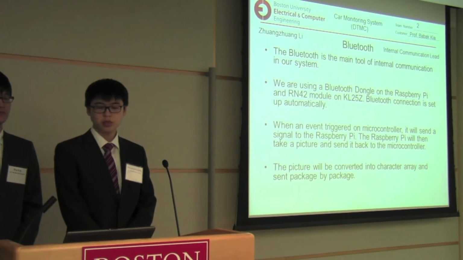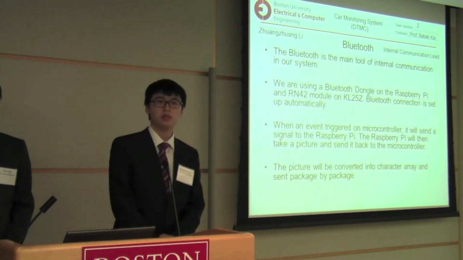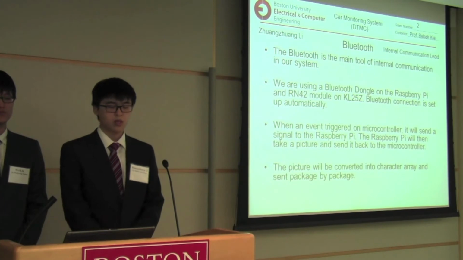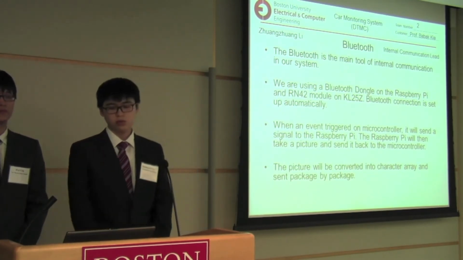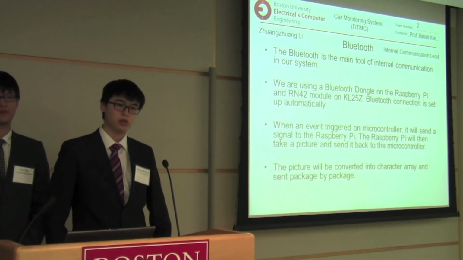And the Bluetooth connection will be set up automatically when the Raspberry Pi powers up. So the user doesn't need to do anything, just plug in the Raspberry Pi and it gets to work. When an event is triggered on the microcontroller, it will send a signal to the Raspberry Pi, and the Pi will take a picture and send it back to the microcontroller.